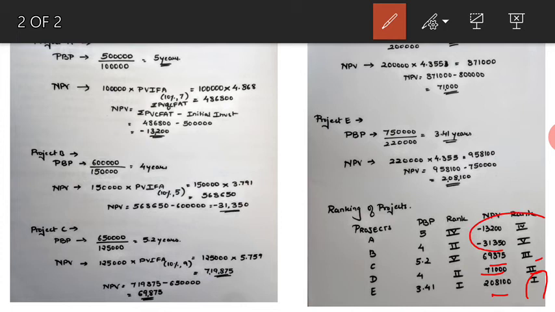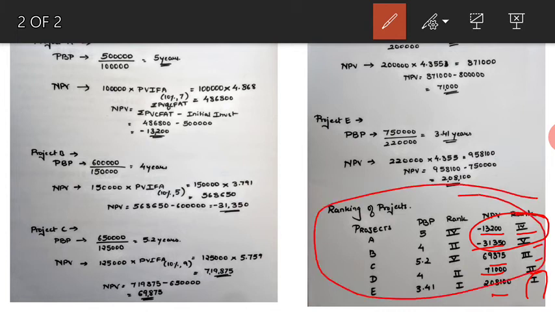Then these two are negative. So among the negatives, whichever is less negative is higher, it's the opposite. So minus 13,200 is rank 4 and minus 31,350 is rank 5. So this is how we do the ranking of the projects when payback period and NPV are given.